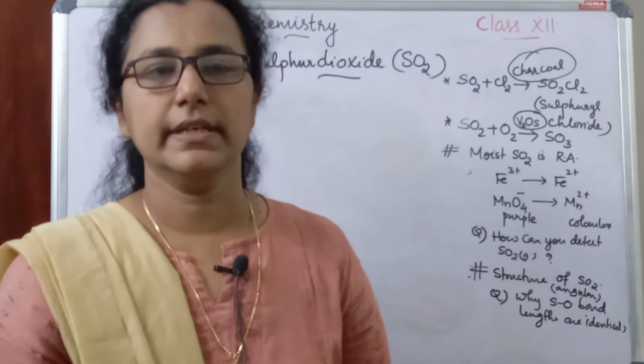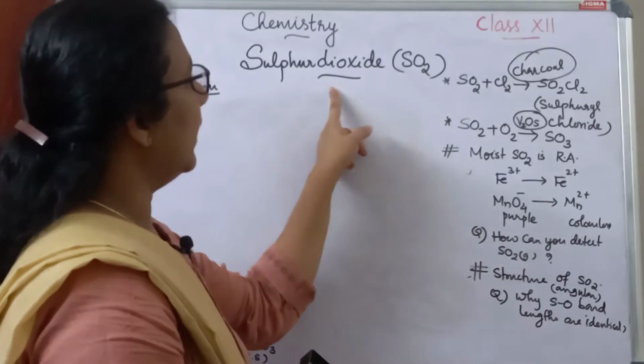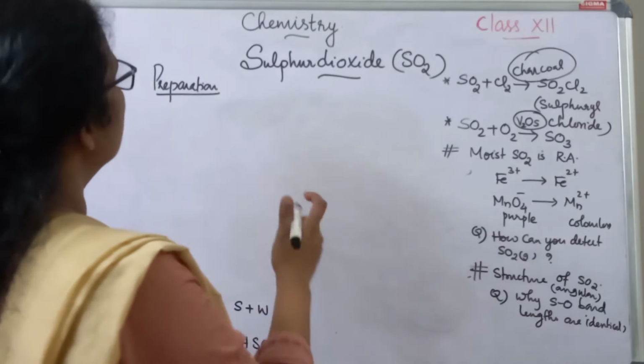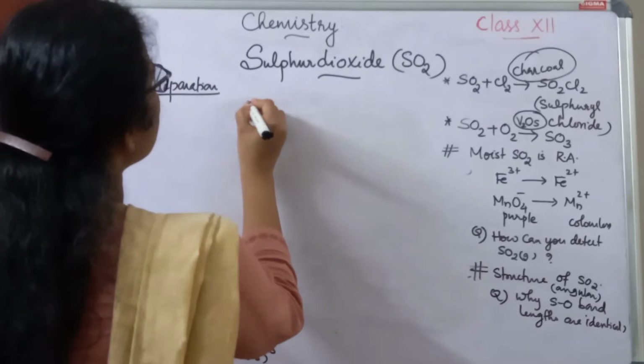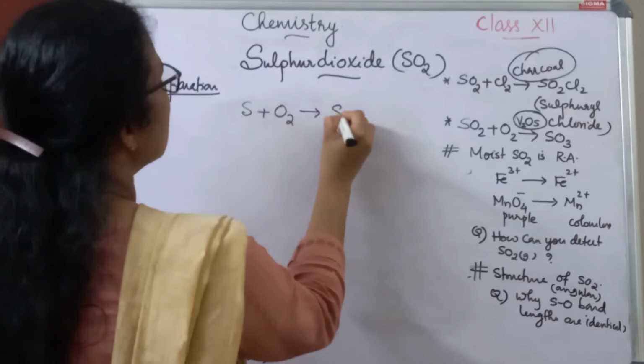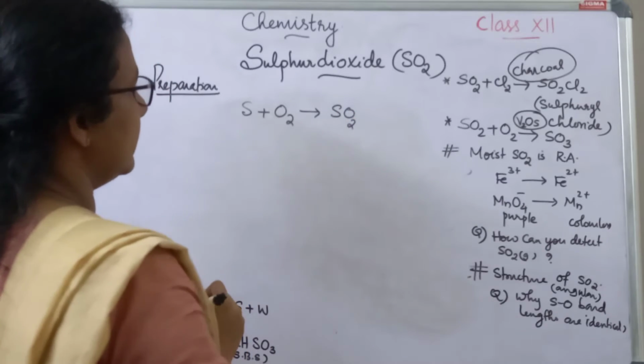Hello students, let us study another topic that is about sulfur dioxide. So sulfur dioxide is SO2. So let's see the preparation. First one is, sulfur dioxide forms when sulfur burns in oxygen or air. So when sulfur burns in oxygen or air, we will get sulfur dioxide.